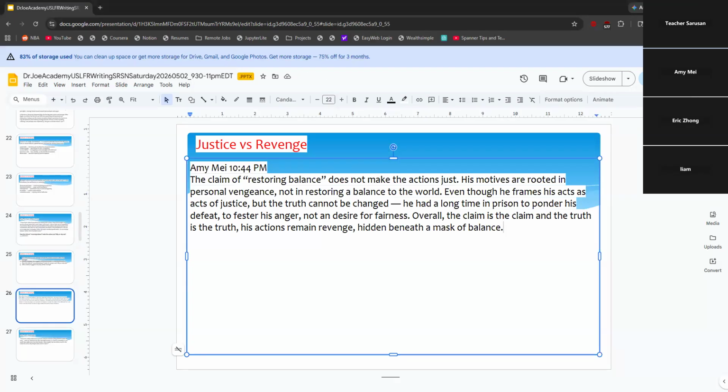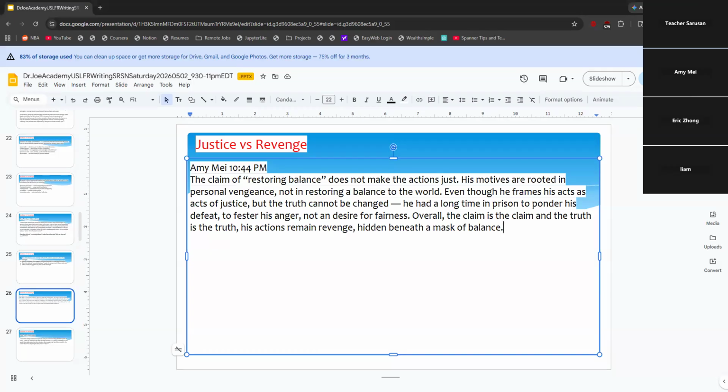The claim of restoring balance does not make the actions just. His motives are rooted in personal vengeance, not in restoring a balance to the world. Even though he frames his acts as acts of justice, but the truth cannot be changed. He had a long time in prison to ponder his defeat, to fester his anger, not a desire for fairness. Overall, the claim is the claim and truth is the truth. His actions remain revenge hidden beneath a mask of balance.